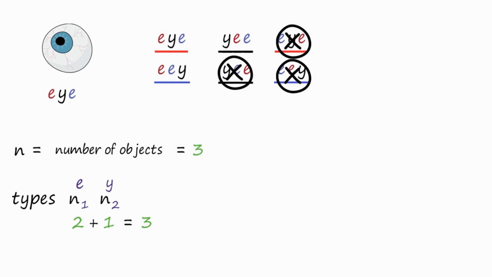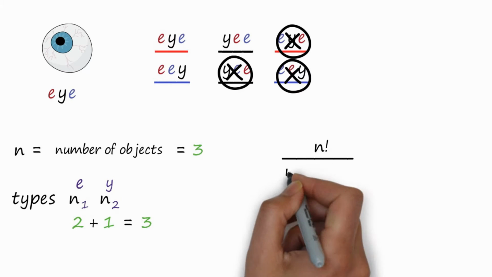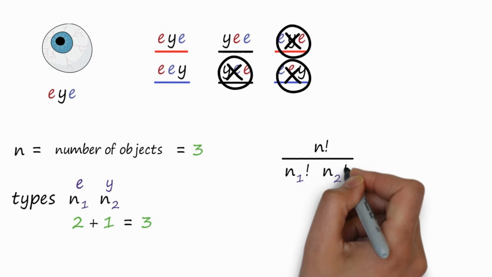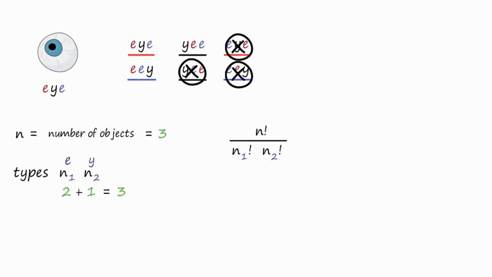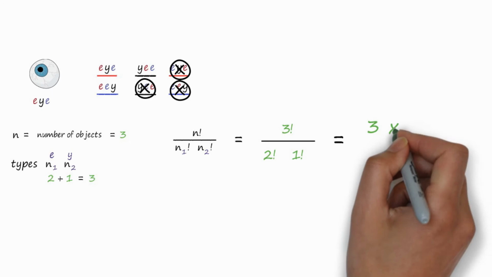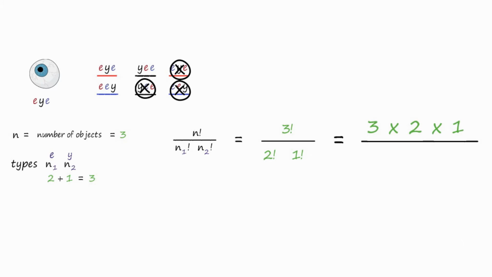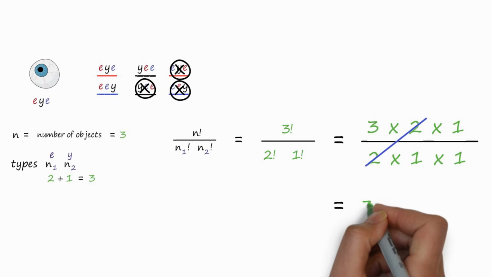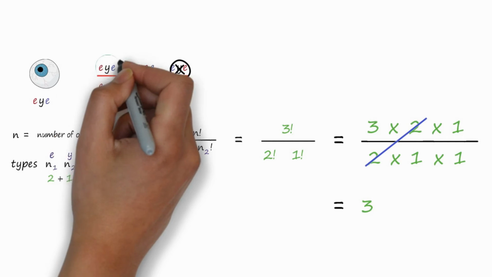Now if we add these two numbers together, we should come up with the total number of objects again. It's kind of a way of double checking your work. So our formula then would be the total number of objects, n factorial, divided by each type factorial. And if we put numbers in, the number of objects we have is 3 factorial, and we divide by E, which is 2 factorial, and Y, which is 1 factorial. We can expand that. 3 factorial can be written out 3 times 2 times 1, and 2 factorial is 2 times 1, and 1 factorial is simply 1. Now we can simplify this fraction, and we end up with 3, which is the number of ways we found in our example we could rearrange the letters.